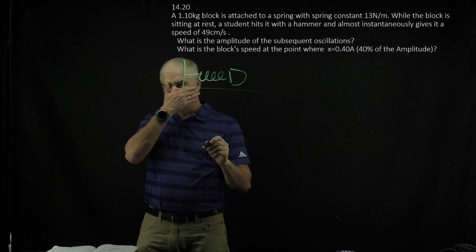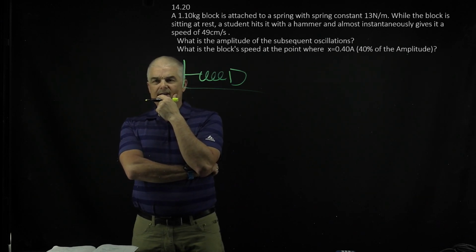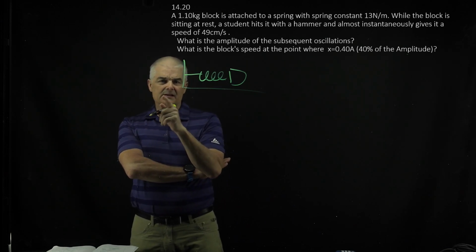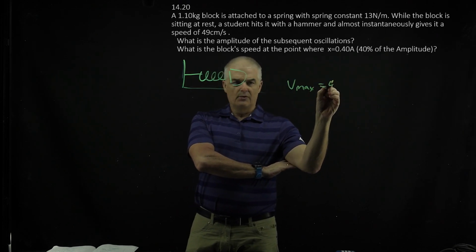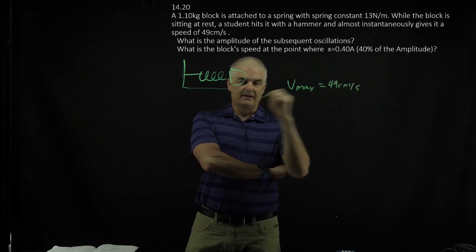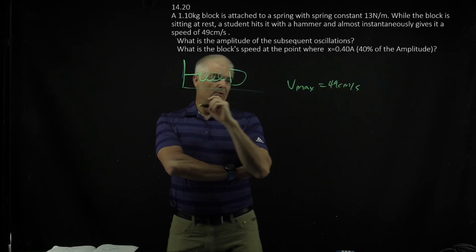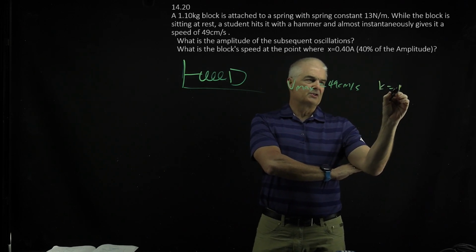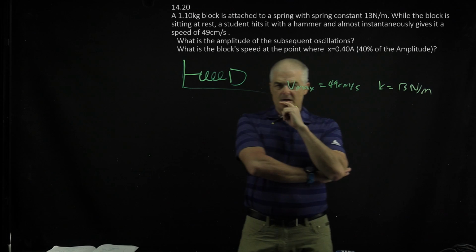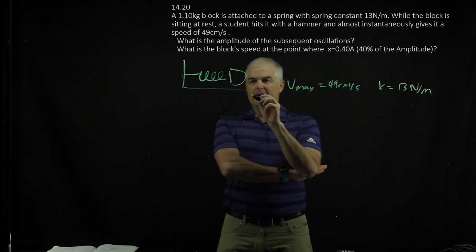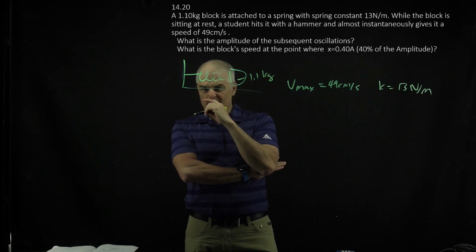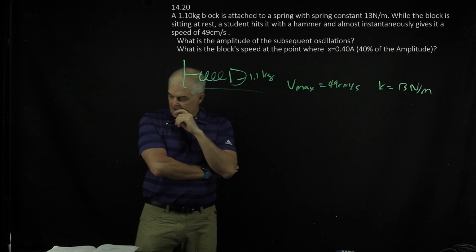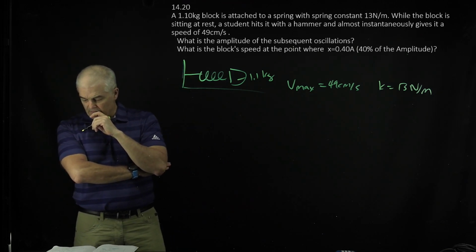What do we know? Okay, we know that the max gives an instantaneous speed. So they're giving you the max speed. So V max is 49 centimeters per second. Okay, we know that. And we know that the spring constant K is 13 Newton per meter. And we know the mass of this is 1.1 kilograms. Yeah, it's kilograms. So I want to solve for the amplitude.